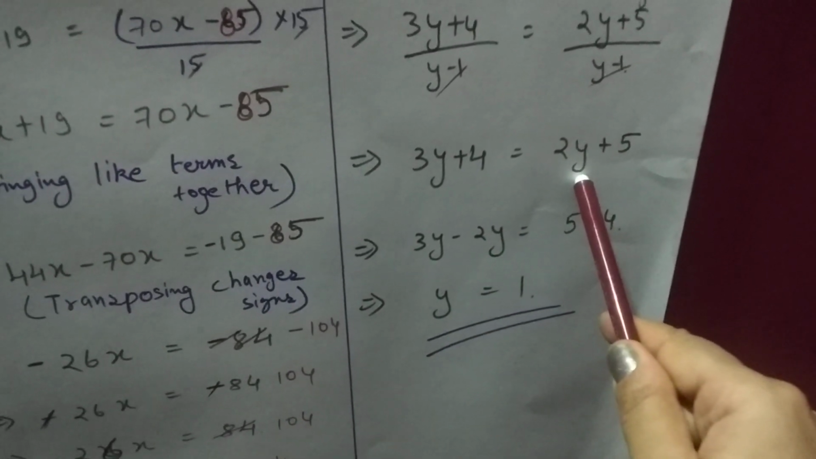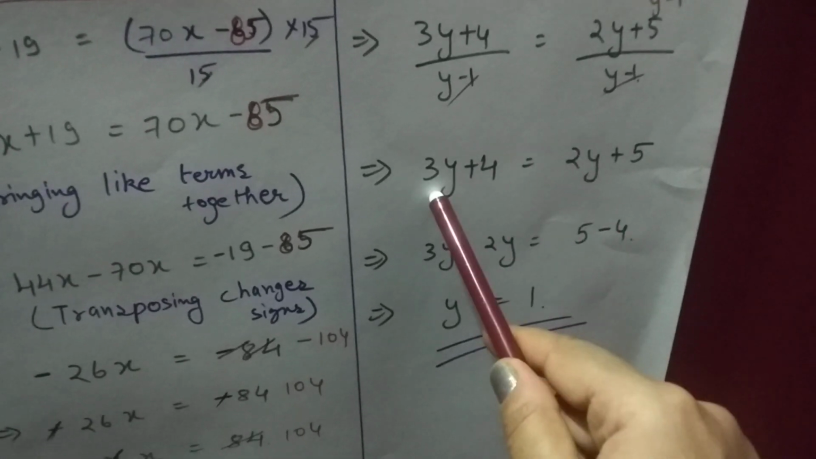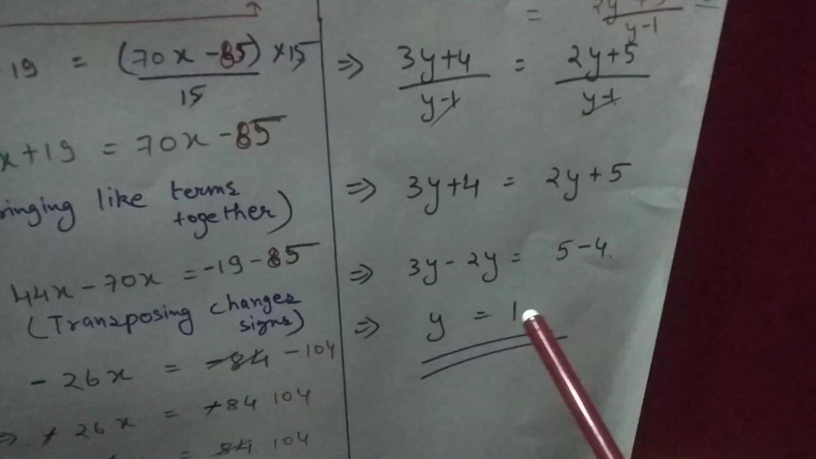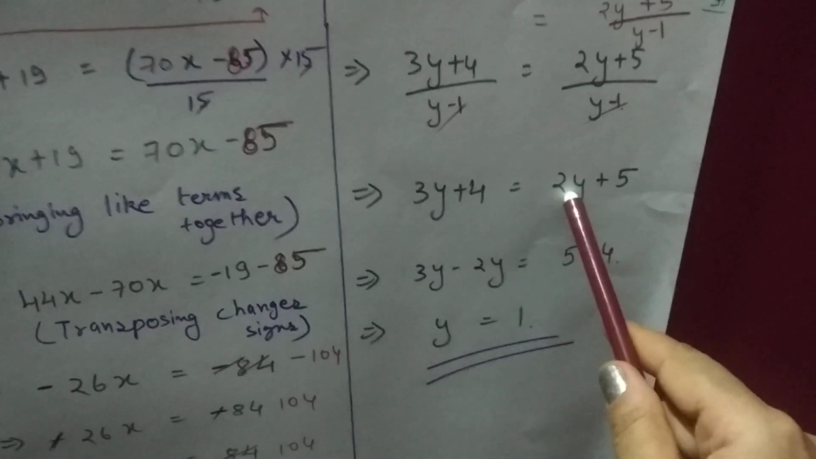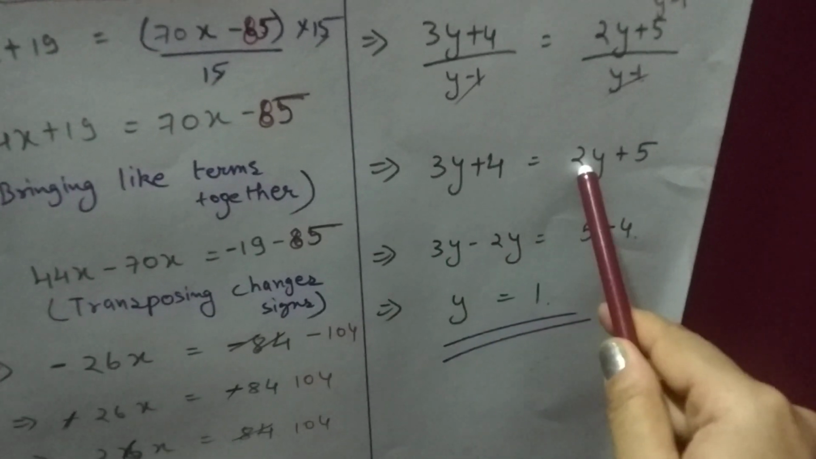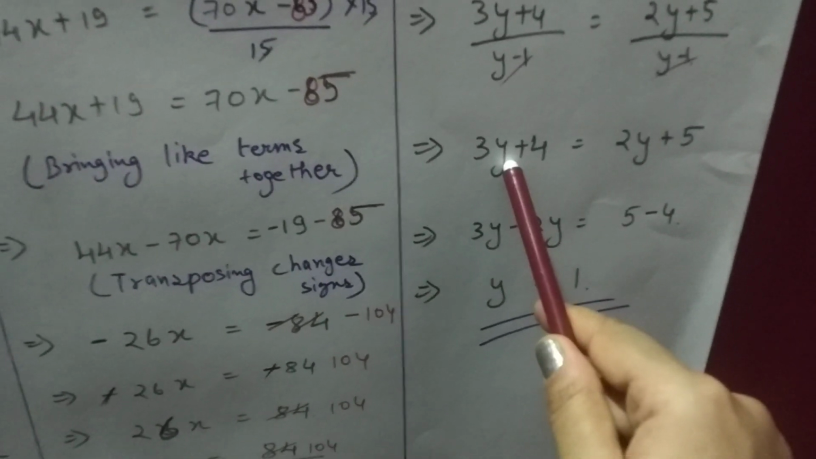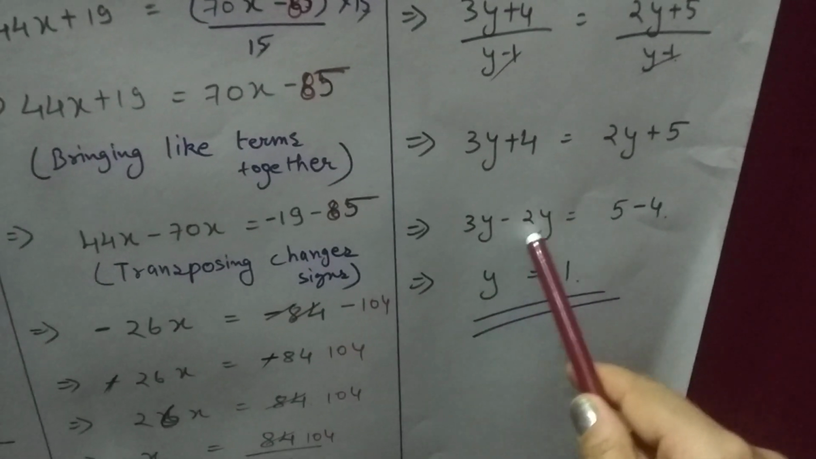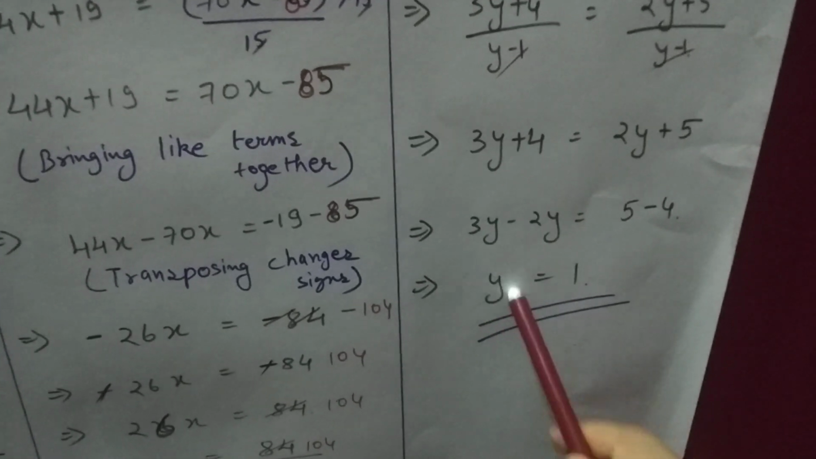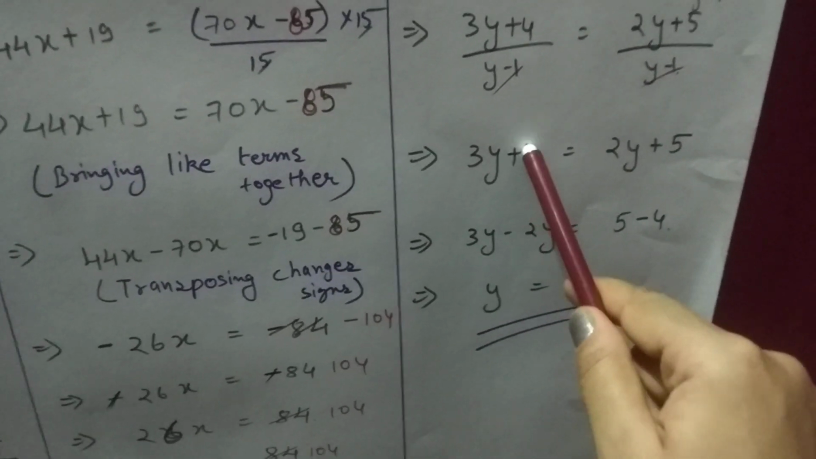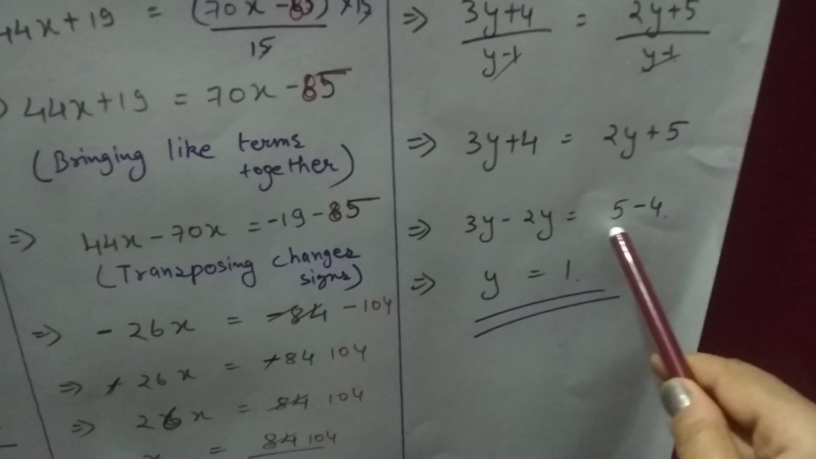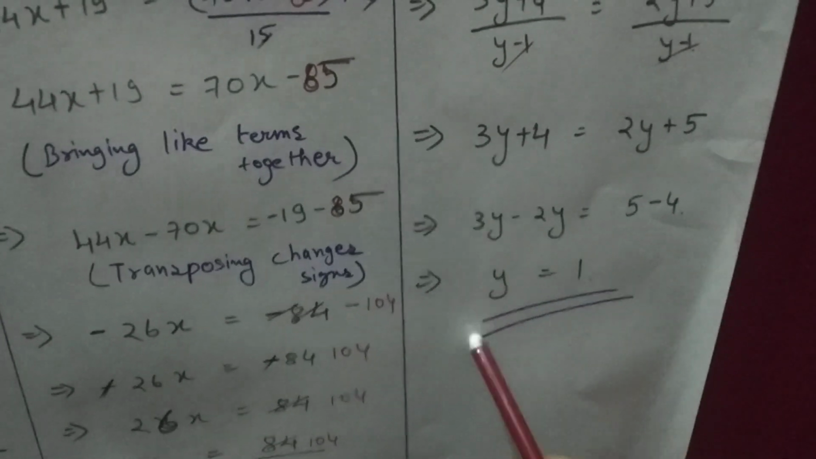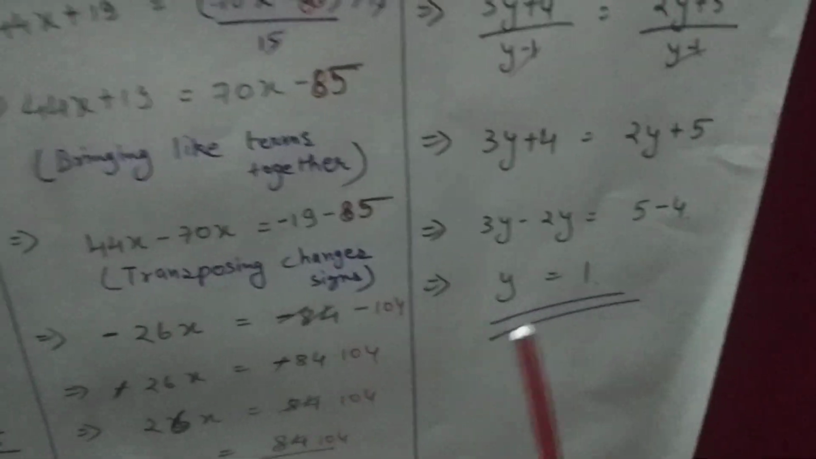We will group like terms together. 2y and 3y are like terms, and 4 and 5 are like terms. So we will group these like terms together. How? Bringing 2y to the other side. 2y is positive here, and when we transpose this to the other side, it will become negative. 3y minus 2y, simple. 3 minus 2 is 1, so it is y here. And moving 4 to the other side, 5 minus 4. So 5 minus 4 is 1. So the value of y which we got is 1 here.